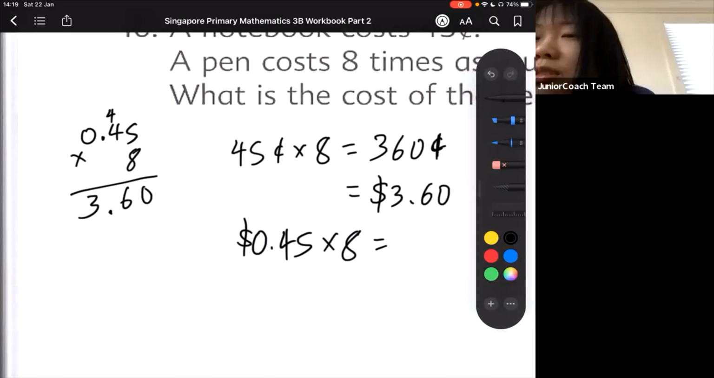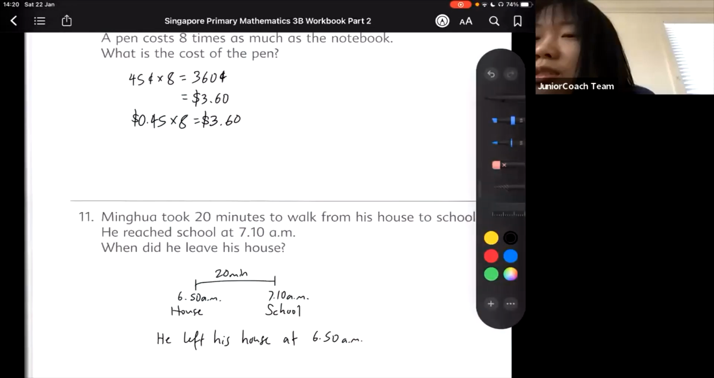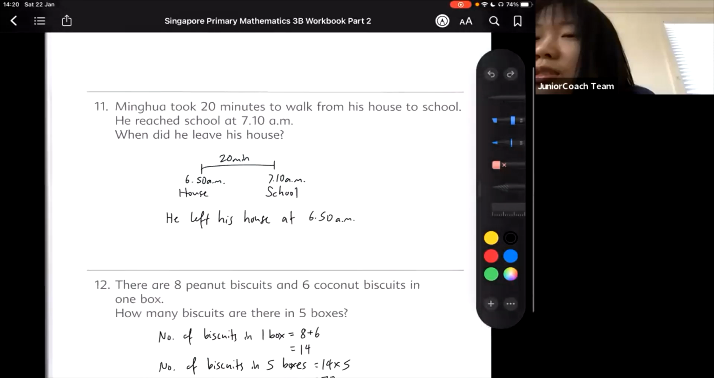Yeah, so we need to remember that this space can only fill 2 digits, 2 decimal places, in fact, because here there are only 2 digits after the dot. So that's something we need to take note of, but in the end we get our answer, which is $3.60. Of course, this should be easier for you right now because you haven't learned decimals, so I recommend just sticking to that.